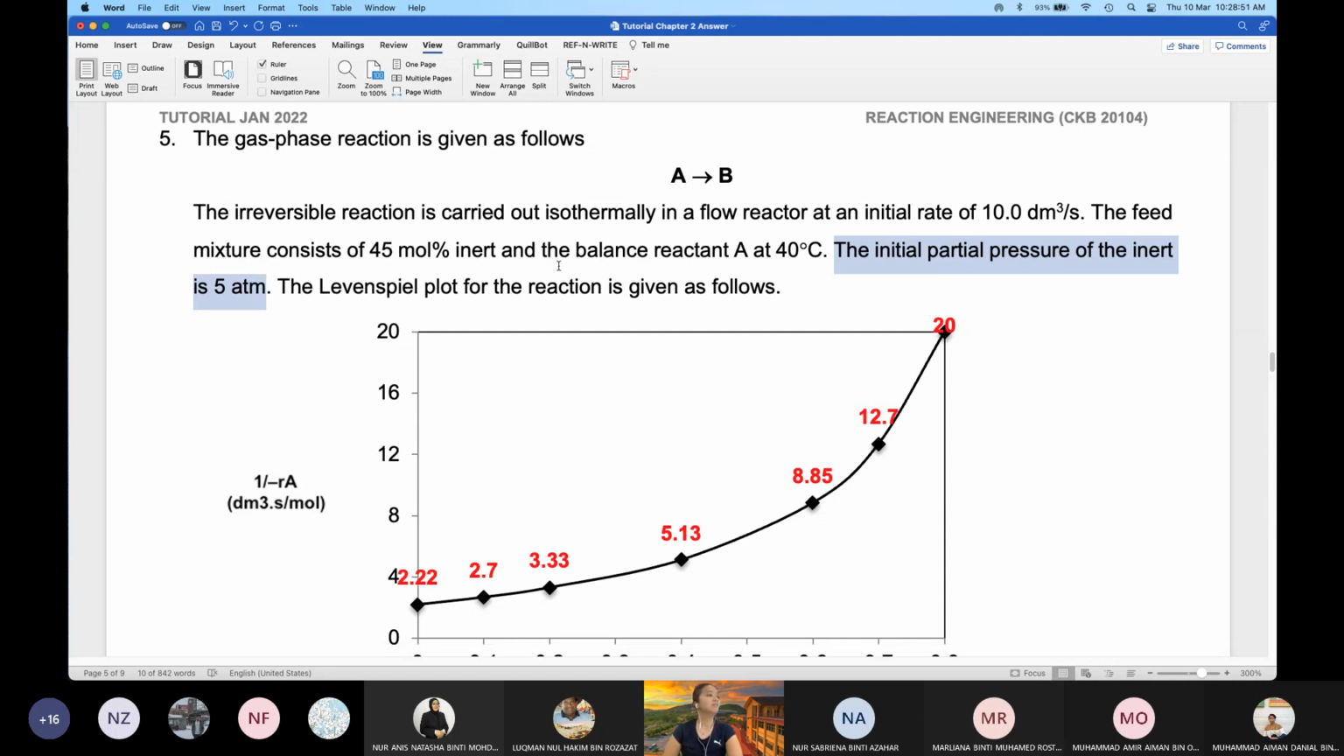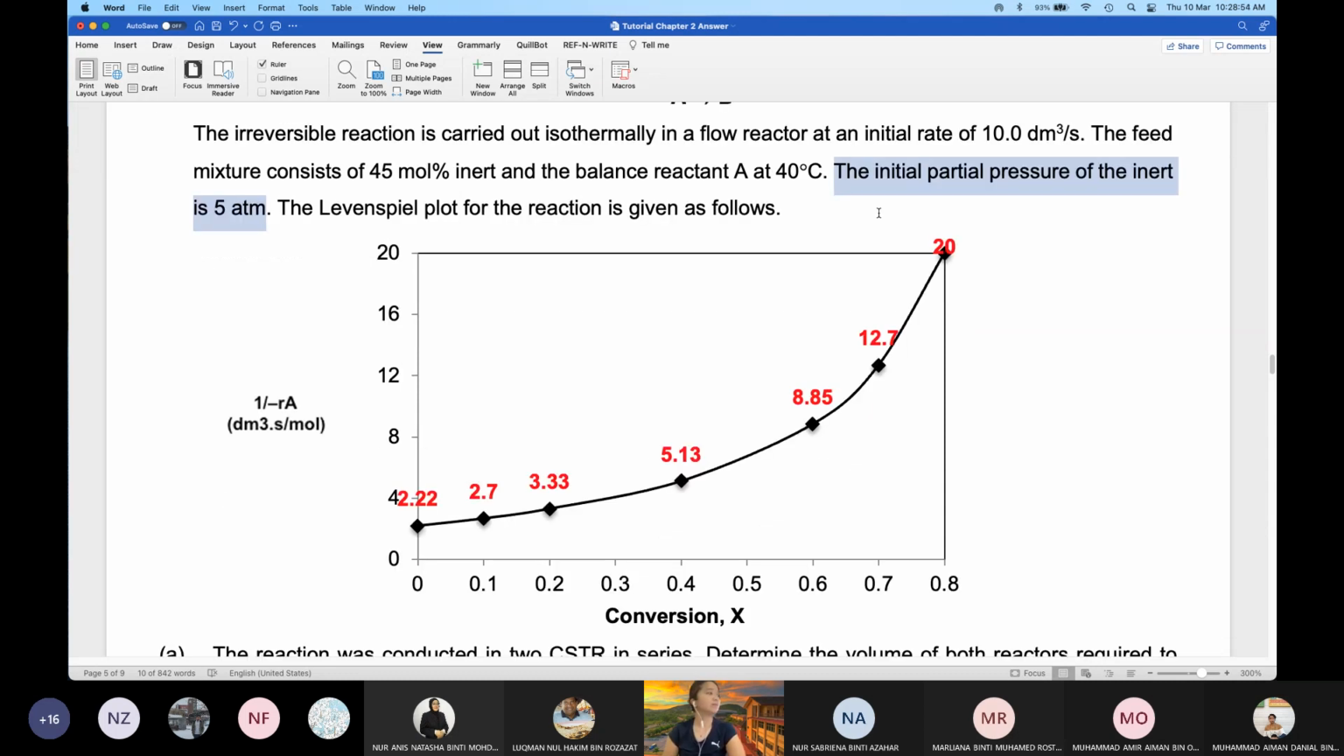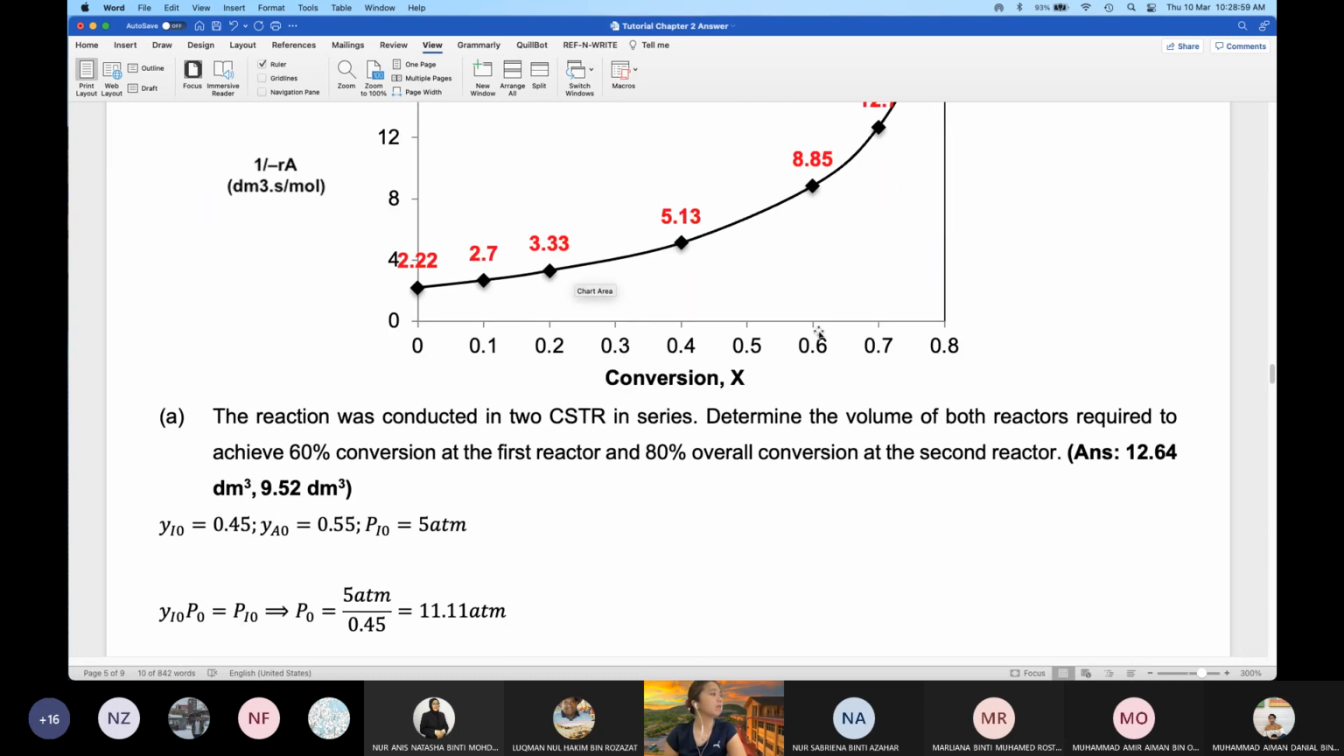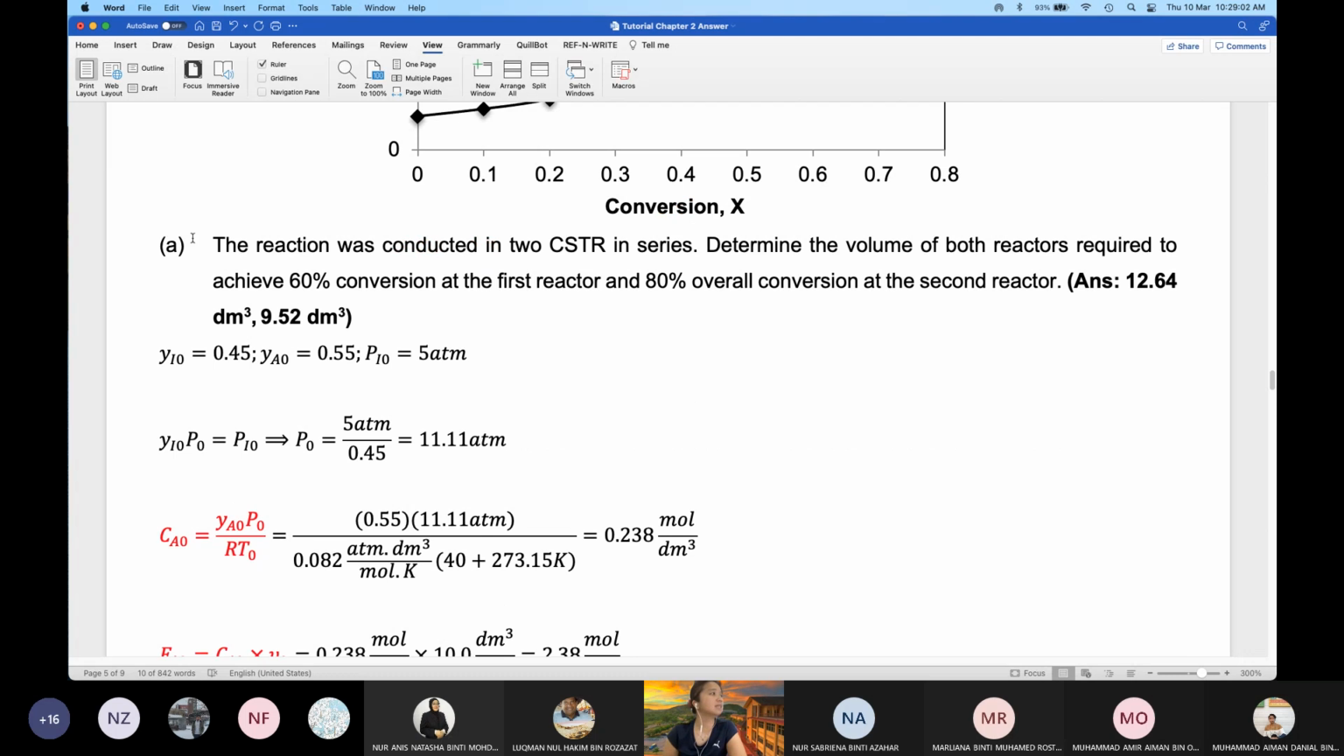Right. So they give us the Levenspiel plot. Okay. Right. So Levenspiel plot, 1 over minus RA versus X. Next. The reaction was conducted in 2 CSTRs in series. Determine the volume of both reactors required to achieve 60% conversion at the first reactor and 80% conversion at the second reactor. It says we run this in a CSTR. It wants us to find the volume, and X1 is 0.6, X2 is 0.8.